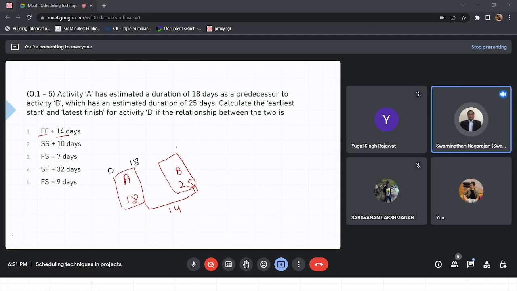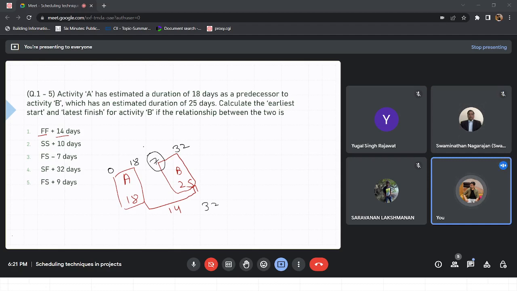Yeah. That means I know that A will finish earliest by 18. So if you have to be true to the relationship, then B must finish on the 18 plus 14th day, the 32nd day. So B must finish on 32, right? Similarly, if B has to complete on 32, when can it start? 7th day. See, now the point comes: even if it starts on 0 and takes 25 days, and there is some buffer, it can finish on 32, right? If it starts 7 days late also.